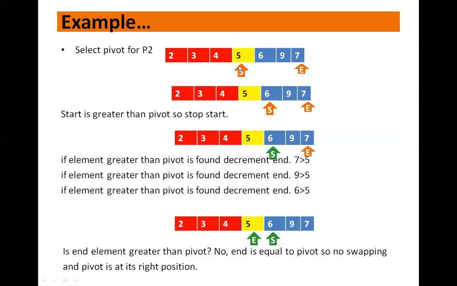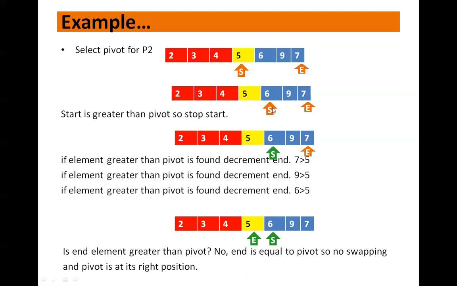Now we select the pivot for partition P2. So here by default, the first item we take as the pivot. So the start pointer is pointing to the pivot, and the end pointer is pointing to the end of this subarray. Fine. Now again, the same thing. The start pointer is pointing to the pivot, so the value of the start pointer and pivot is the same. So you increment the start pointer. Now the start pointer is pointing at 6, and the end pointer is here.